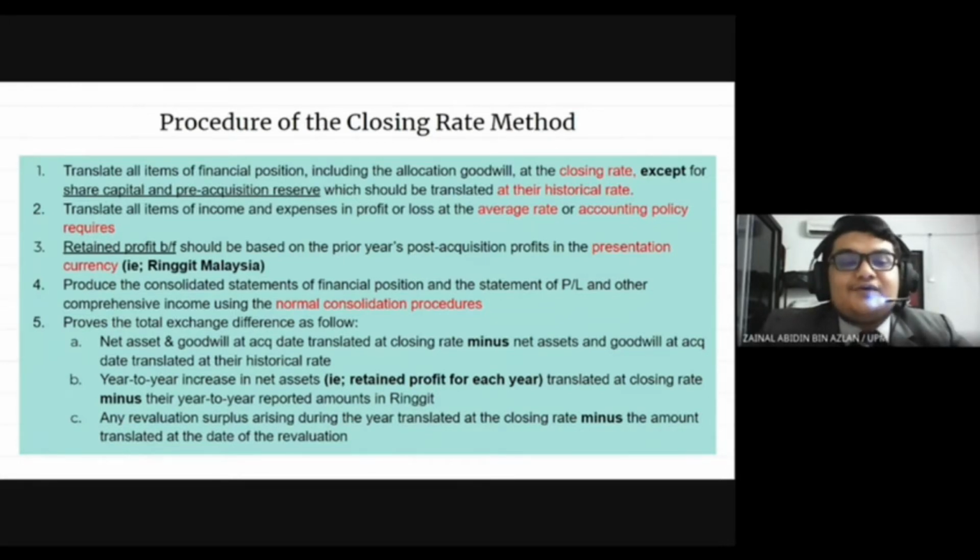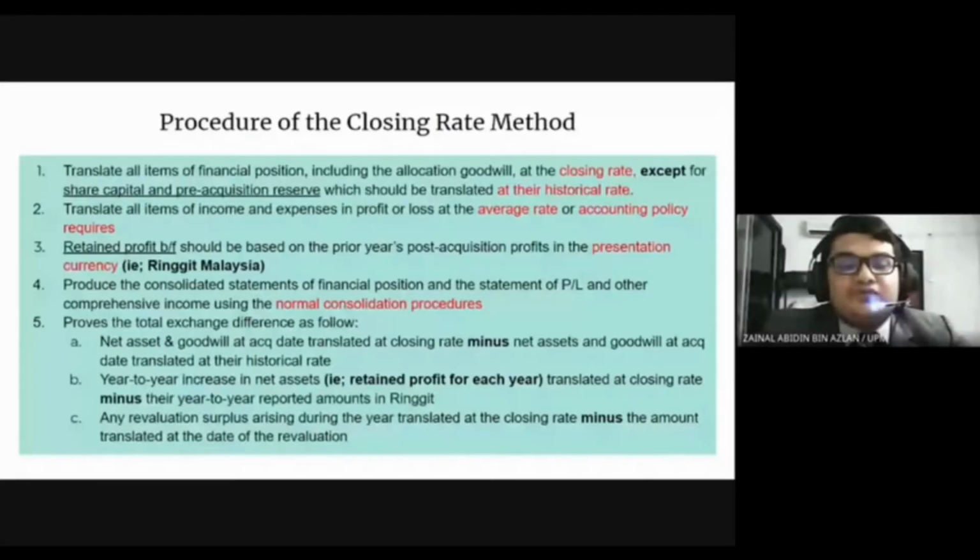Last, you need to prove the total exchange difference as follows. The first one, the net asset and goodwill at the acquisition date translated at closing rate minus the net asset and goodwill at acquisition date translated at their historical rate. Next, the year-to-year increase in net asset, for example, retained profit for each year, translated at closing rate minus their year-to-year reported amounts in ringgit. Next, the third one, any revaluation surplus arising during the year translated at the closing rate minus the amount translated at the date of the recognition.